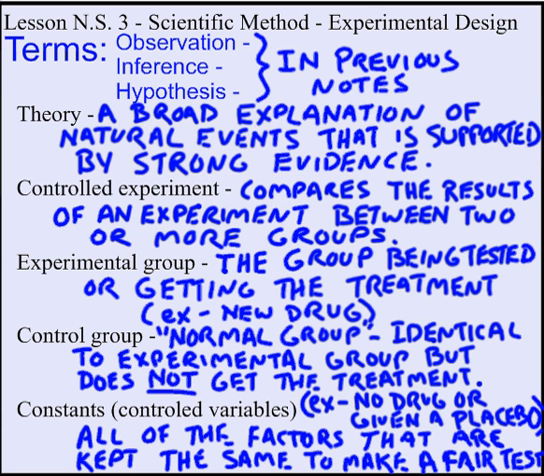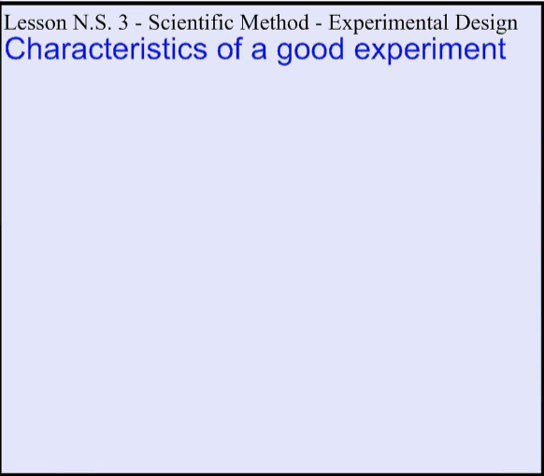Constants are all of the factors that are kept exactly the same in each setup of the experiment to make it a fair test. The only thing that should be different in your setups is the independent variable, the factor you are testing. We could also call that the manipulated variable, and that was all covered in a previous video.